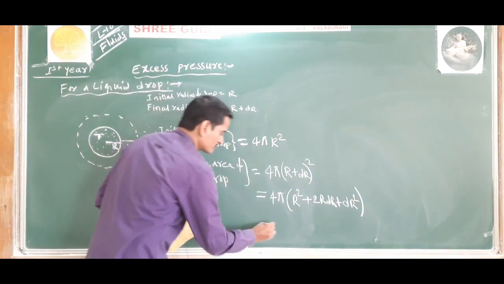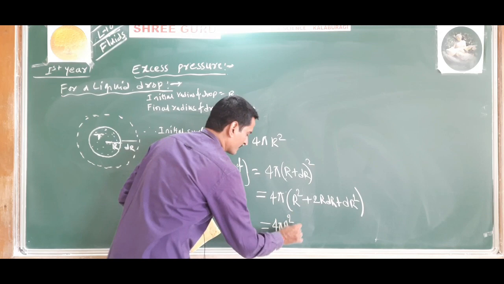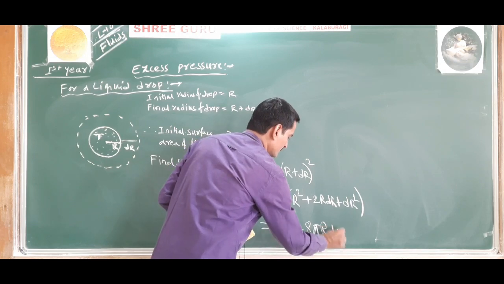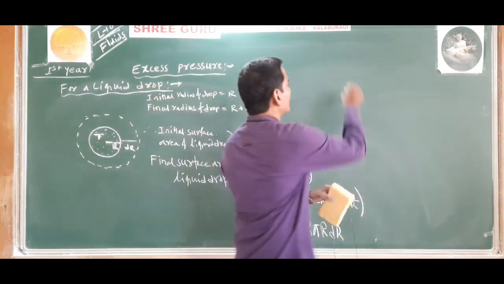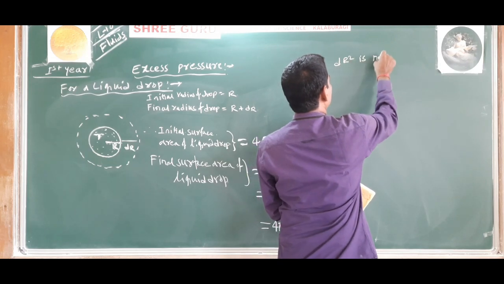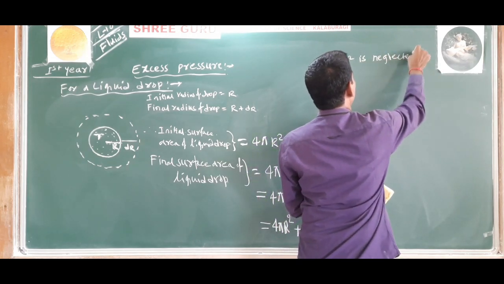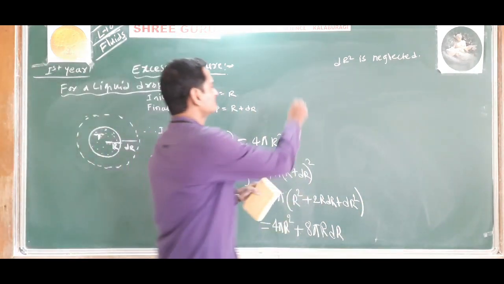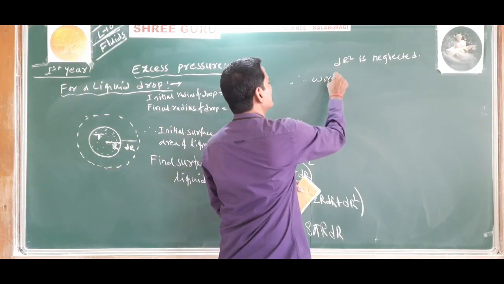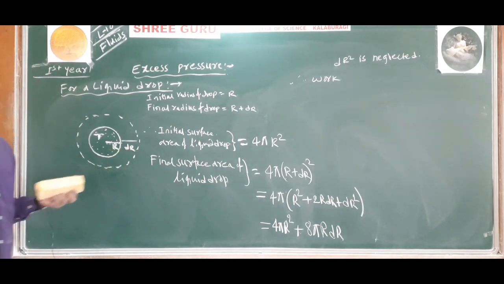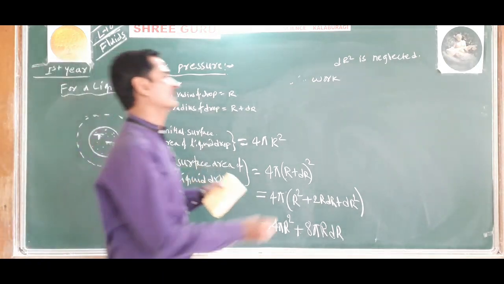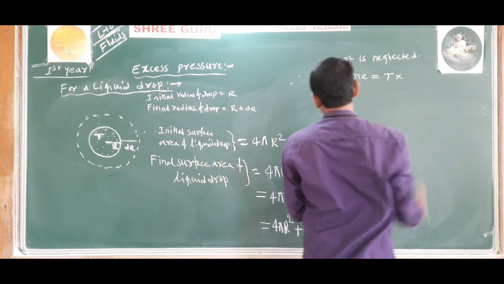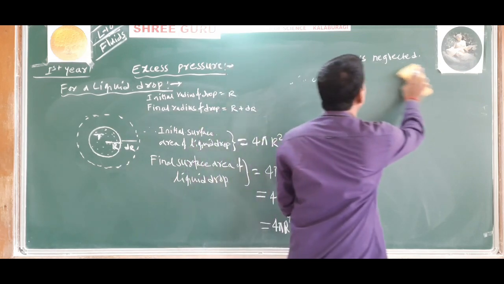Now open the bracket, so you will get 4 pi r square plus 8 pi r dr, and dr square is neglected because dr is a very small value. Therefore, the work done in increasing the surface area of the liquid drop is given by work done equals surface tension into change in area. First we find the increase in surface area.